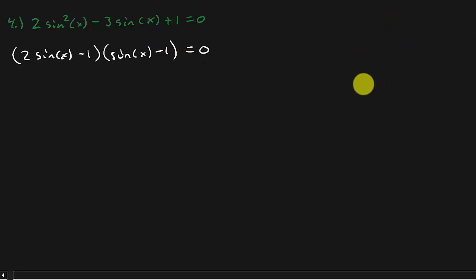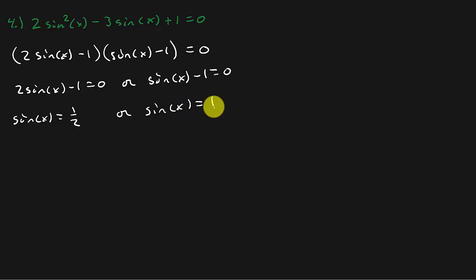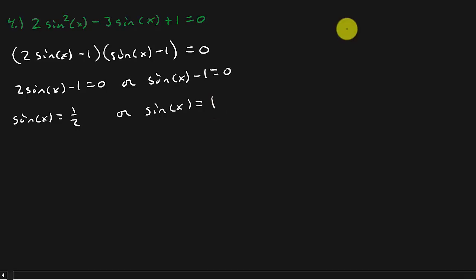All right. So then we set each factor equal to 0. So 2 sine x minus 1 equals 0, or sine x minus 1 equals 0. So I get sine x equals 1/2, or sine x equals positive 1. All right, so here you go. Now just solve each one of them individually. Let's look at sine x equal 1/2. Let's look at that one first.